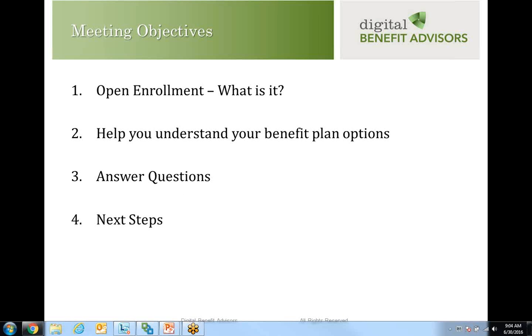Okay, we have some items on our agenda today. The first, we'll talk about open enrollment. So what is it? Why are we here today talking about our benefits and what open enrollment actually means to you? We will help you understand your benefit plan options. And then I'll answer any questions, of course. And then we'll talk about next steps. So what you'll need to do from here in order to enroll or make your elections for August 1st effective date.